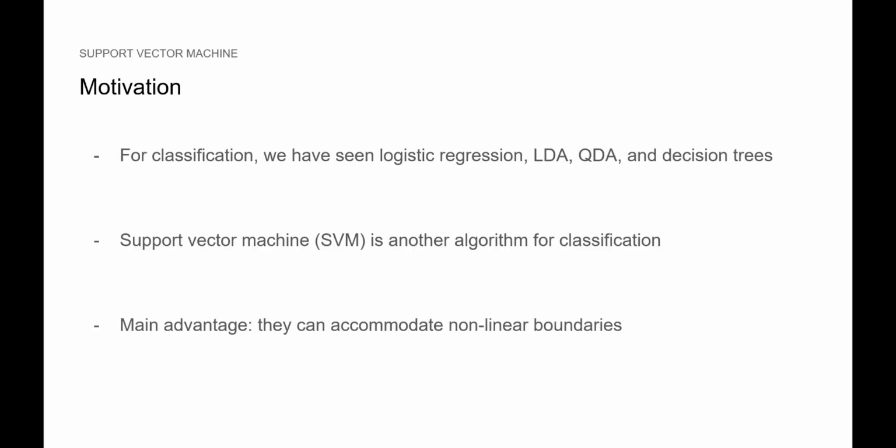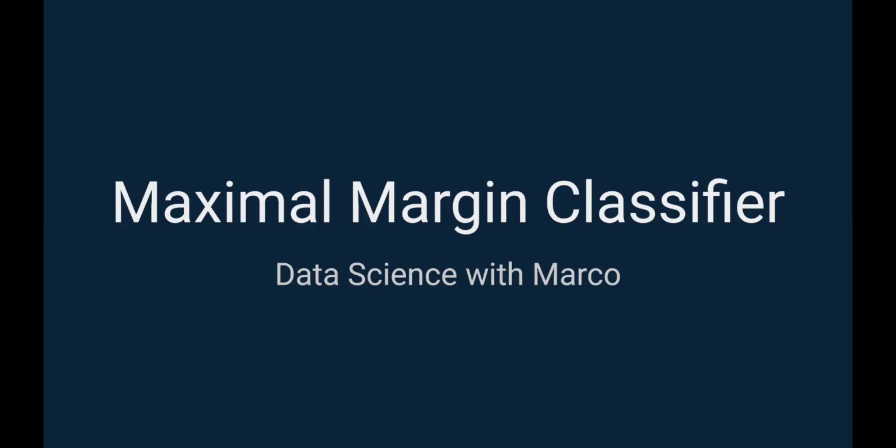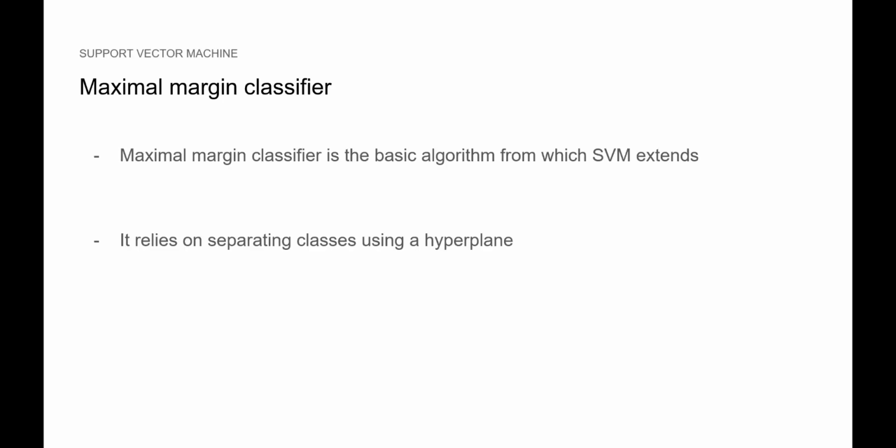For classification, we have seen quite a few algorithms such as logistic regression, LDA, QDA, and decision trees. Support vector machine is another algorithm used for classification. Its main advantage is that it can accommodate non-linear boundaries between classes. To understand SVM, we must first understand the maximal margin classifier. Like I said, the maximal margin classifier is the basic algorithm from which SVM extends.